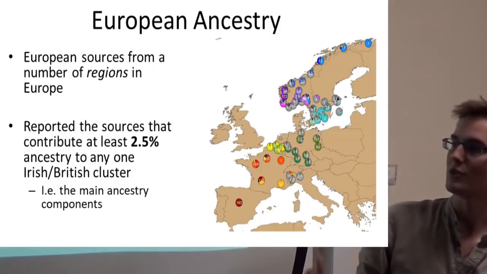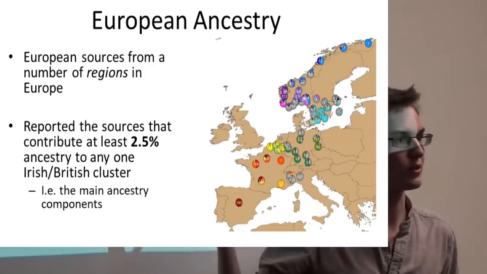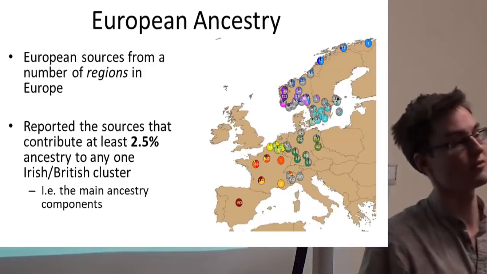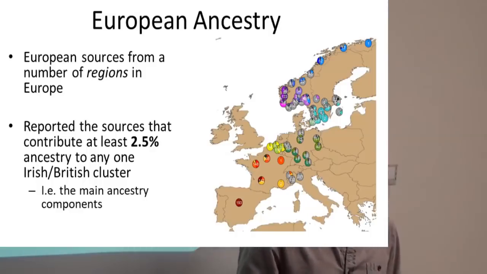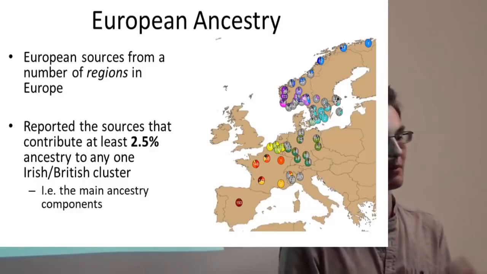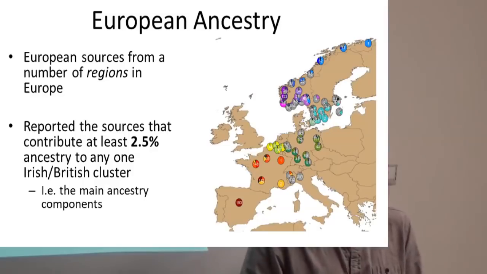So we reported the European sources that contribute at least 2.5% ancestry to any one Irish or British cluster. This means that we're reporting the major determinants of ancestry under this model. So that's shown here.